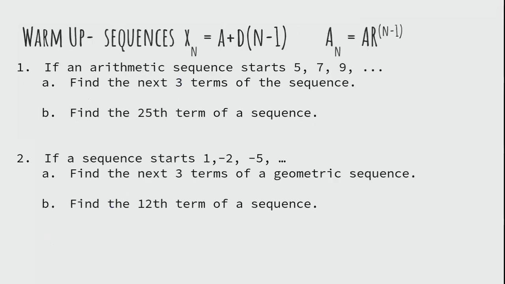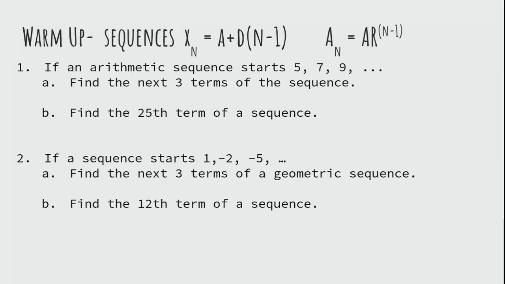All right. So now, let's take it back to the warm up. They're telling you that the first one is an arithmetic sequence. It starts 5, 7, 9. So find the next three terms of the sequence and then find the 25th term. And the formula is up top.